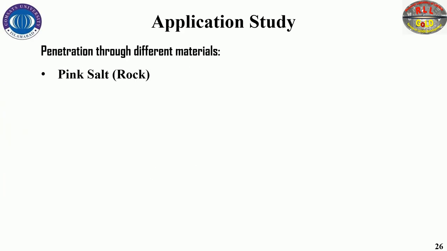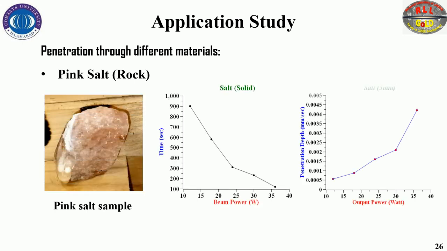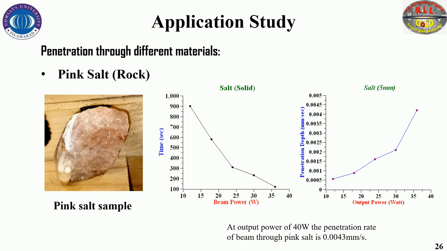Similarly, for pink salt, basically a rock of pink salt of 5 mm thickness, this is the data, and this shows that the penetration depth rate into the pink salt is very low with the output power of this laser system. At output power of 40 watt, the penetration rate of the beam through pink salt is 0.0043 mm per second, which is very low.